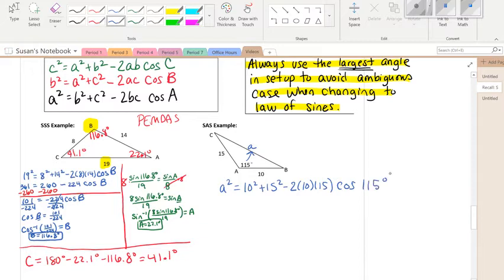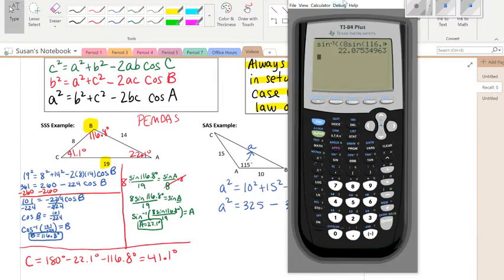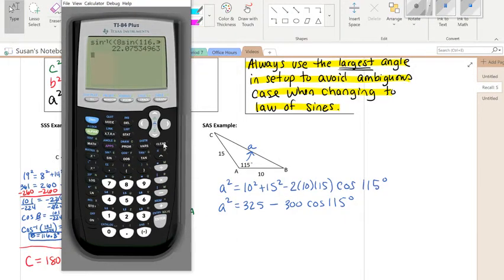So now I'm going to go ahead and solve. A squared is equal to 10 squared plus 15 squared, which is 325, minus 2 times 10 times 15, which is 300, times the cosine of 115 degrees. And this is nice because, unlike the other one, I'm not trying to solve for the angle. I can just plug that all into my calculator. So if I plug that in, we have 325 minus 300 times the cosine of 115 degrees, enter.